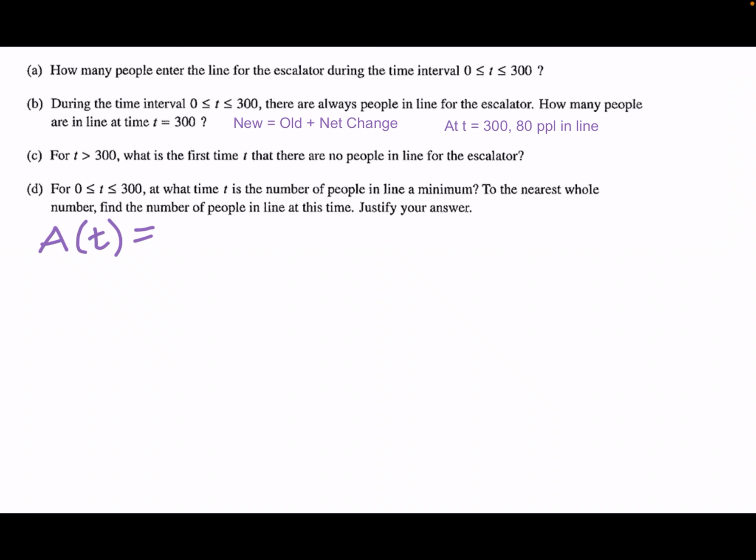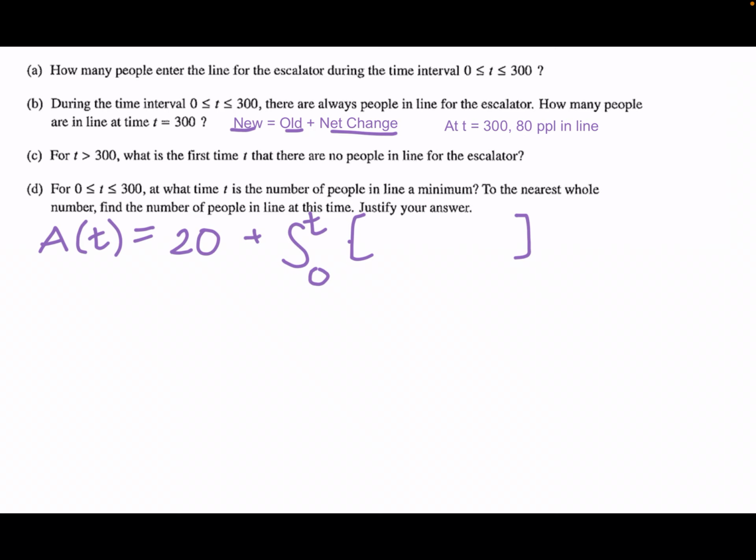I'm first going to express the number of people in line. So I'm going to do new equals old plus net change, but instead of a definite integral from 0 to 300, I'm going to do new equals old plus net change with an accumulation function. So my amount at any time t is my initial amount, 20, plus my net change in amount, which is the integral from 0 to whatever time I want to stop at, and it's rate in minus rate out here. It's always rate in minus rate out here.